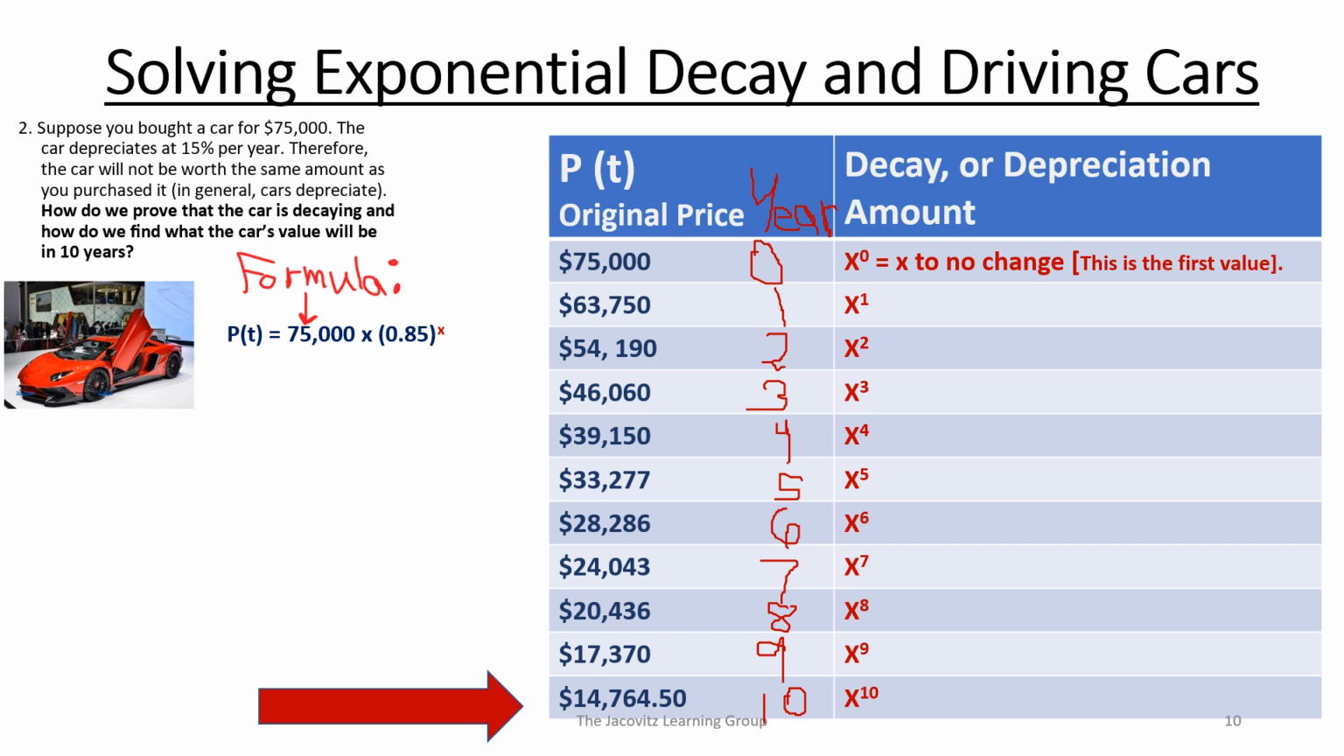So you have your formula here, and you multiply it. It'll be $14,000. The answer to this question is right here, the $14,764.50. Okay, that's what it'll be. That's how much your car depreciates. So now we've solved exponential. And by the way, this would be decay, because decay means going down. Decay means losing values.